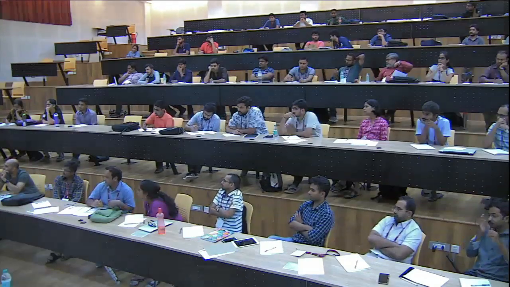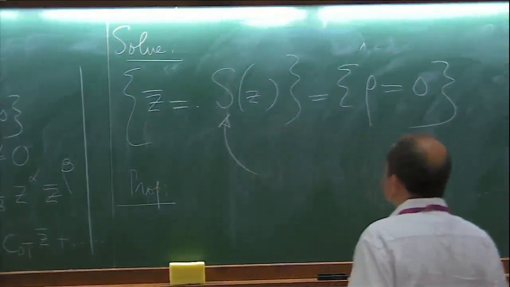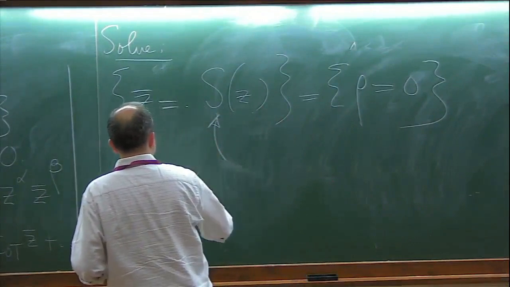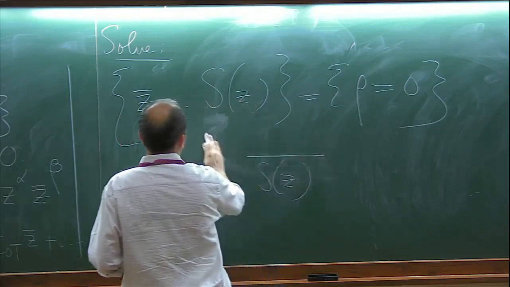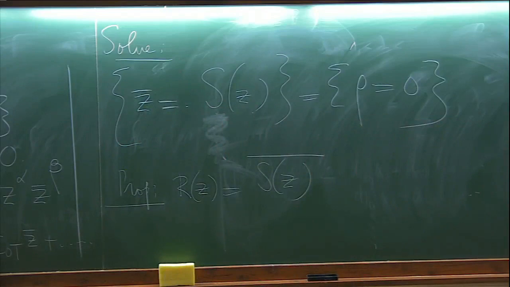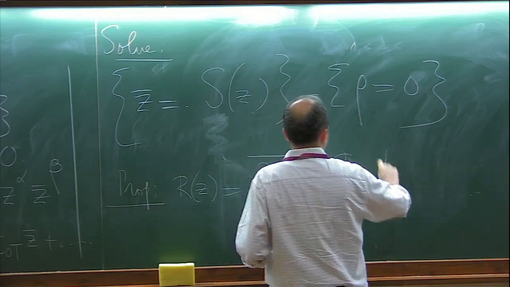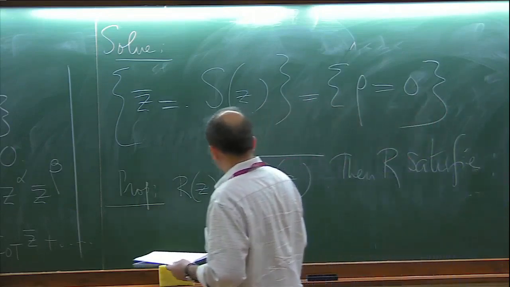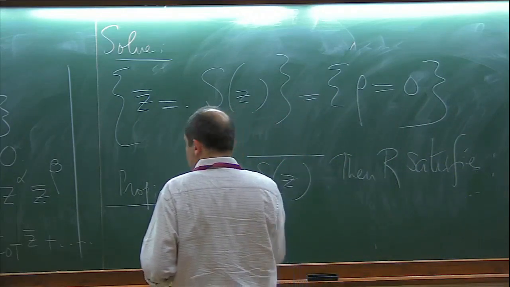So here's a proposition. Look at the function r, which is the conjugate of z. So this has a number of very interesting properties. Then r satisfies the following conditions. Maybe I'll write there.